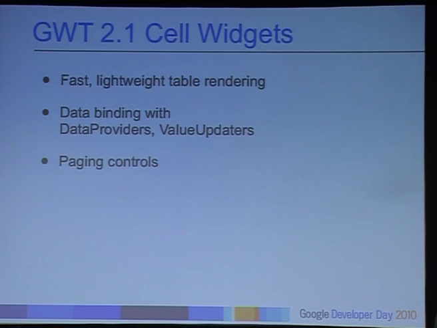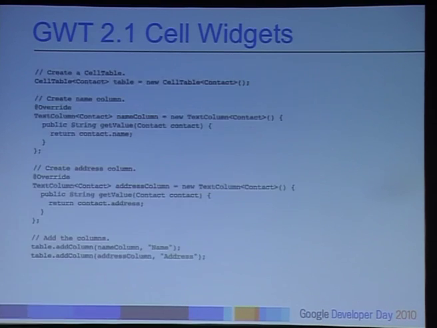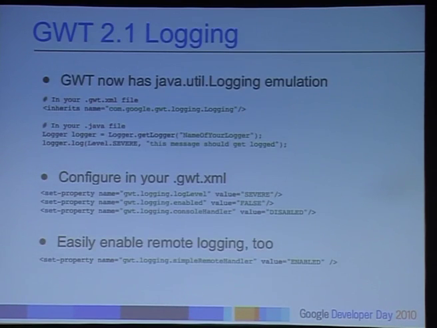Also, there are paging controls now that automatically, again, you define the data provider, and then you put the paging controls on the page to go first page, next page, last page, etc. And GWT will do all that for you. It will make asynchronous calls to your server to retrieve new data when the user clicks those buttons. And that used to be stuff that you had to wire up much more manually.